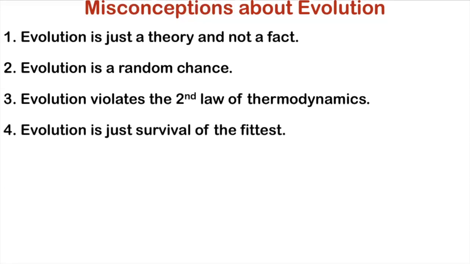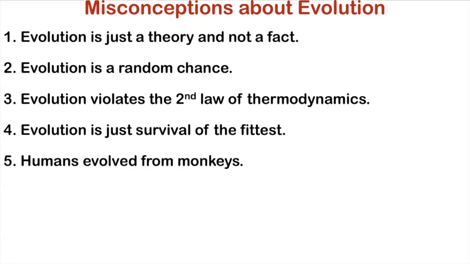Number four, evolution is just survival of the fittest. Why is it a misconception? While survival of the fittest is part of evolution, it is not the only factor. Evolution, if you remember, also includes genetic drift, gene flow, and mutation, which can all contribute to changes in populations over time. Next, humans evolved from monkeys. This is very popular, especially with kids. Humans did not evolve from monkeys, but rather they share a common ancestor with them. Remember what Darwin observed? Life is like a tree.